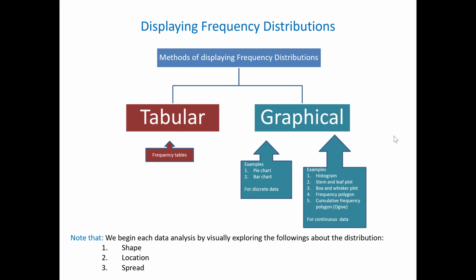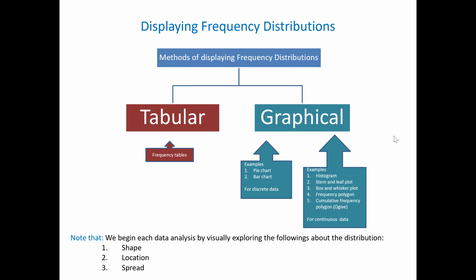So whenever the variables are discrete, for example nominal, ordinal, and numerical discrete, you use a pie chart or bar chart. But if it is a continuous variable, you use a histogram, stem and leaf plot, box and whisker plot, frequency polygon, cumulative frequency polygon, or OGI.